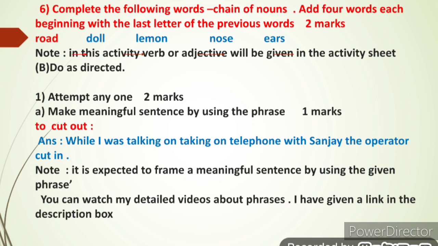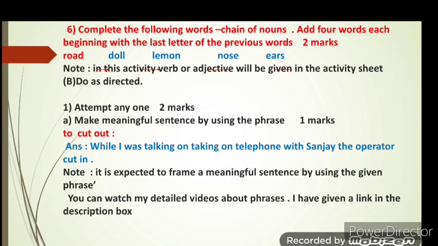The last letter of road is D. The next word starts with D, that is doll. The last letter of doll is L. The next word starts with L, that is lemon. The last letter of lemon is N, that is nose.